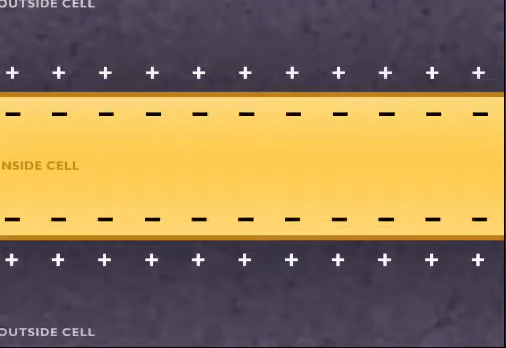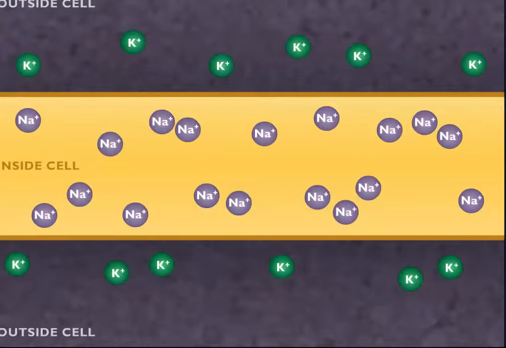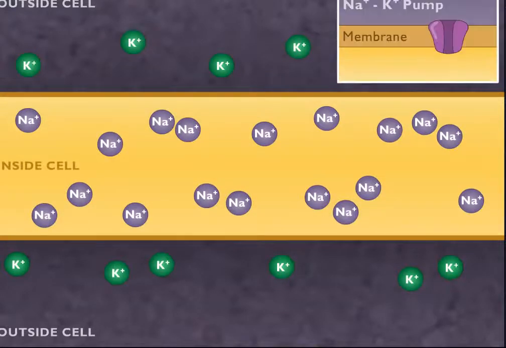When a neuron is at rest, a charge difference is maintained between the inside and outside of the cell. This charge difference is produced and maintained largely by active transport using sodium-potassium pumps. The pumps send sodium ions out of the cell and bring potassium ions in.